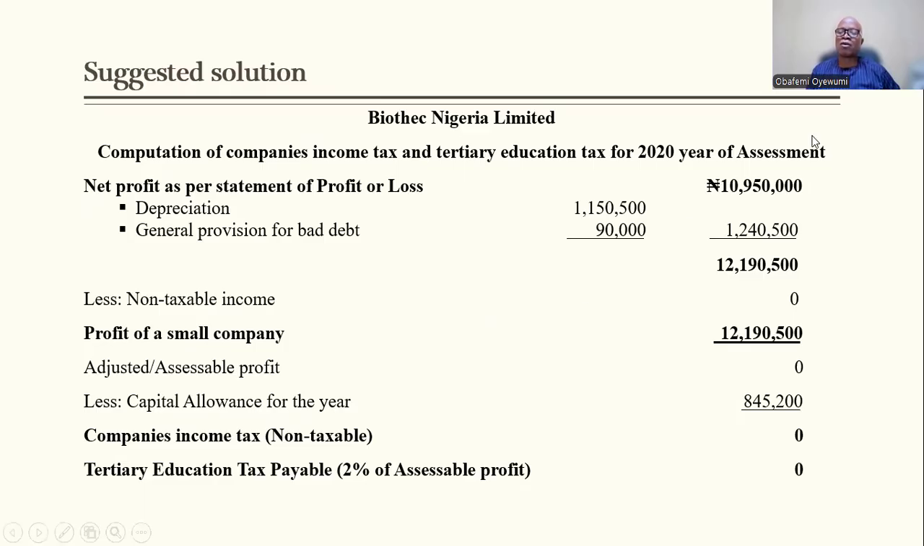So you must look out for the turnover. There is no reference to turnover here, but in the question, they put the turnover there for you to know whether you have to continue to impose a tax of 2.5 or as the case may be on the relevant profit of the company. I believe that you've been able to gain one or two understandings here. Company's income tax now is nil, and tertiary education tax payable is also nil. Why? Because it is a small company. If it is more than 25 million, then you know what to do. Then all of these will come into play. The company will have to pay company's income tax and at the same time tertiary education tax.